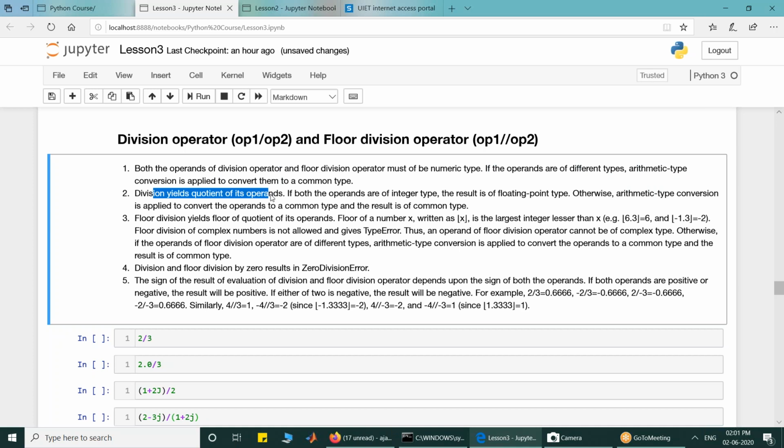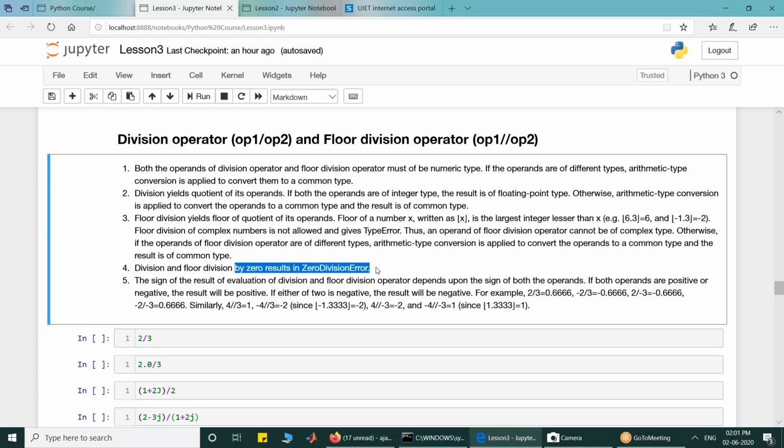The division operator will give you the quotient of the operands. If both the operands are integers, the result is of floating point type. Otherwise, arithmetic conversions will be applied to bring them to a common type. The floor division operator will give you the floor of the quotient. Floor is the largest integer which is lesser than x. Division and floor division by 0 result in ZeroDivisionError.